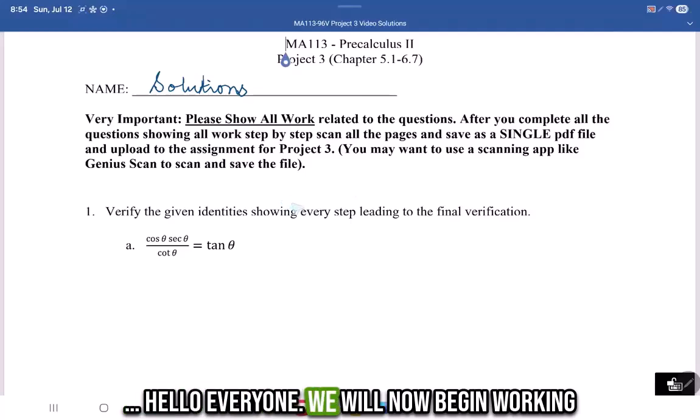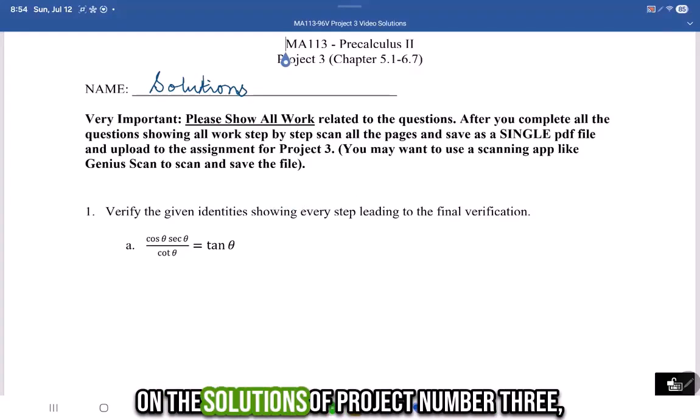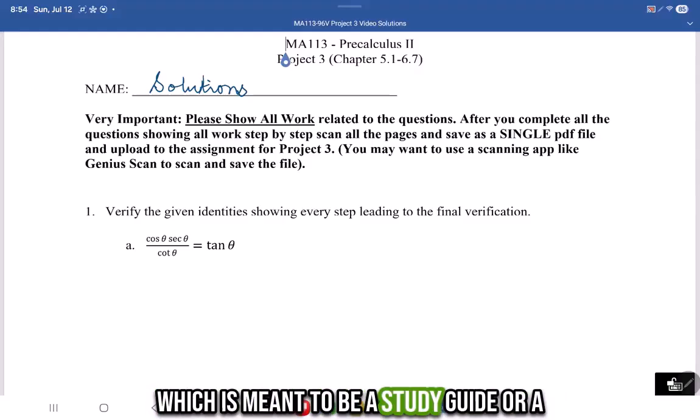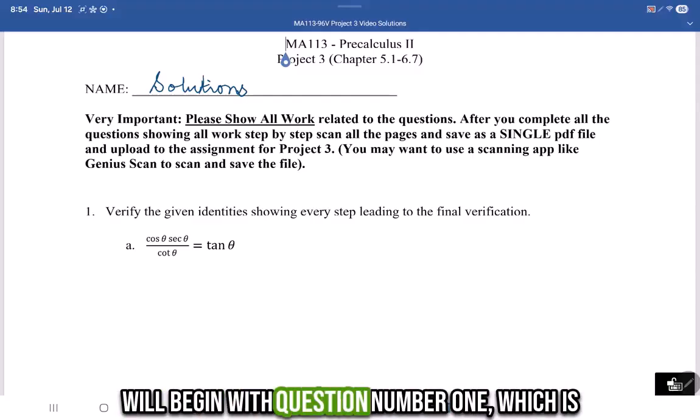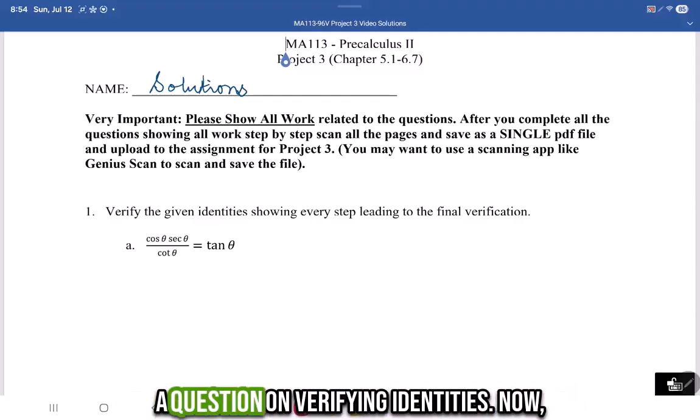Hello everyone. We will now begin working on the solutions of project number 3, which is meant to be a study guide or a preparation for the upcoming test 3. I will begin with question number 1, which is a question on verifying identities.